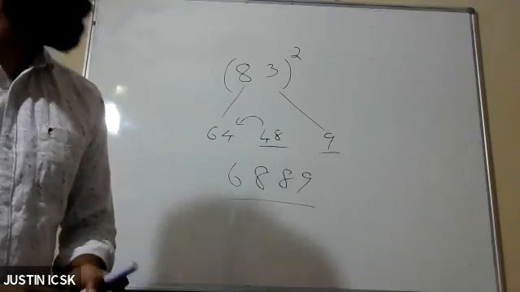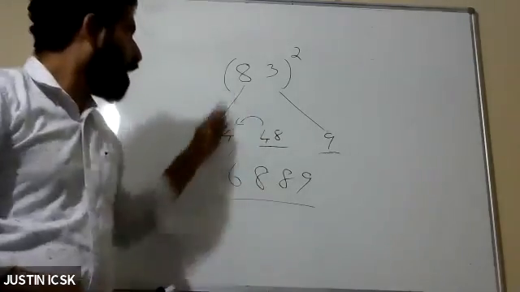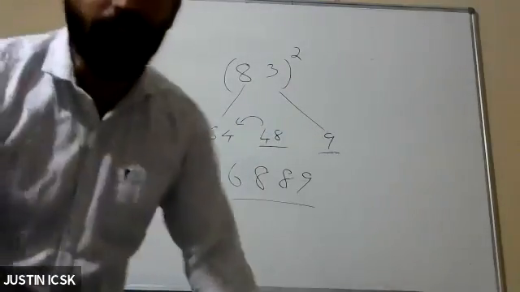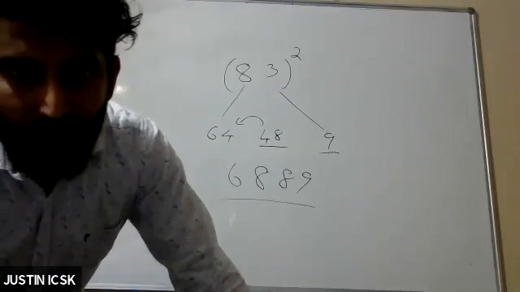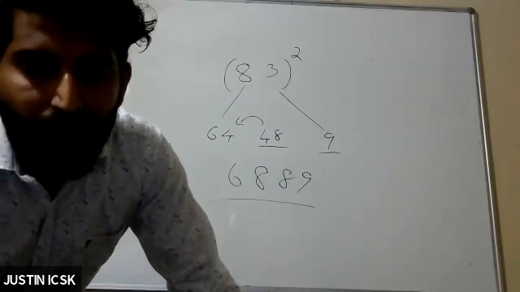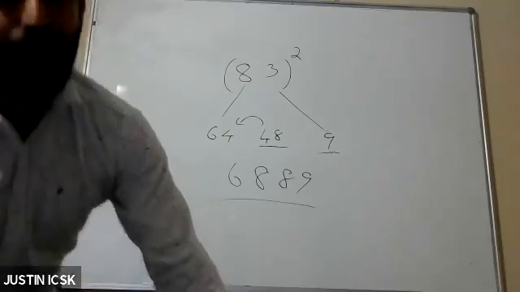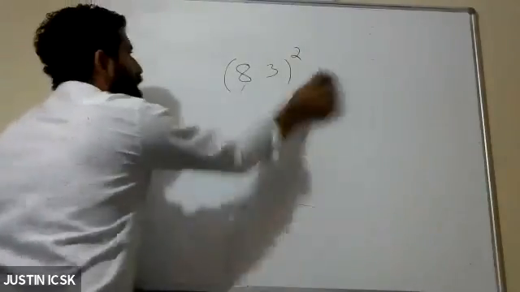I hope this method is clear. Square, square, multiply. Keep one digit, carry the next number. Okay. So any two-digit square number, inside 100, we can find by this method. I'll give some more numbers. Try to find them fast.